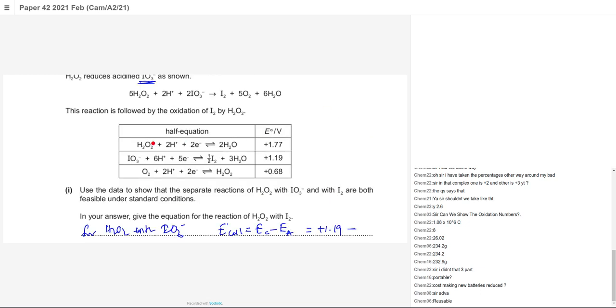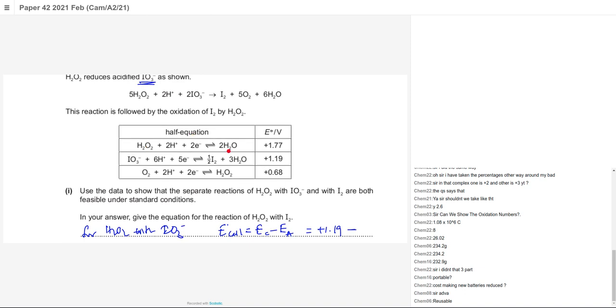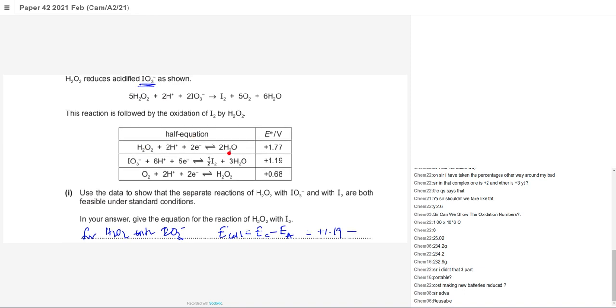This is not the anode equation. H2O2 giving H2O is not the anode equation, because if that is the anode equation, from where did this oxygen come?